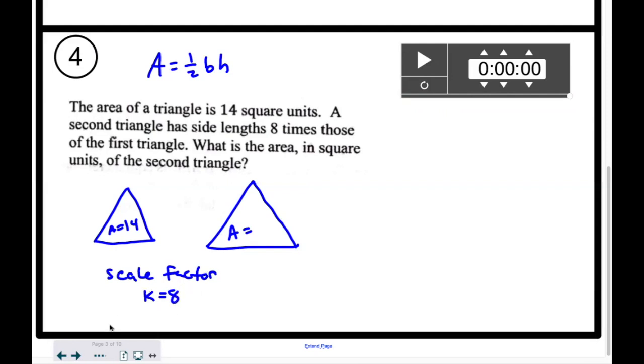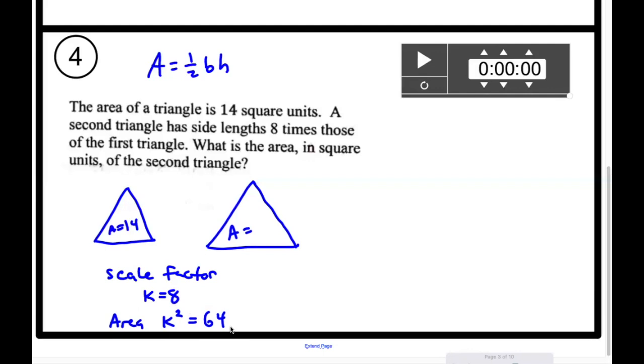Now, when you want to see the effect that has on the area, this is always true: the area always gets multiplied by the scale factor squared. Think of area as measured in square units. So that means the area now is going to get multiplied by 64, because the scale factor is 8, so the area gets multiplied by 64.